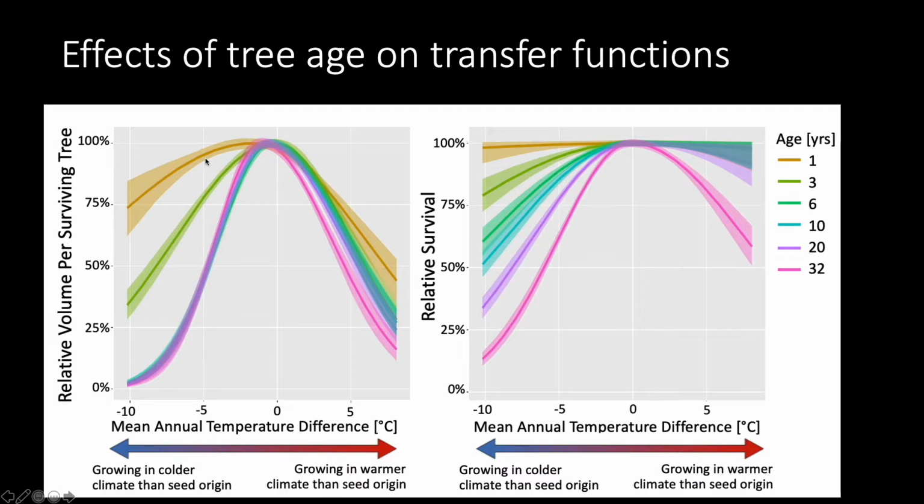The other thing that jumps out is that climate transfer functions tend to get steeper over time. But by the time you get to about 10 years, at least in this case, the transfer function seems to stabilize. There are big differences between those younger ages, but relatively less difference in the shape and the steepness of the climate transfer functions past age 10.